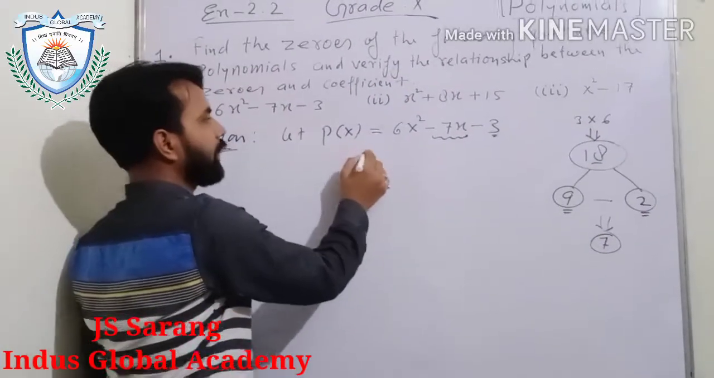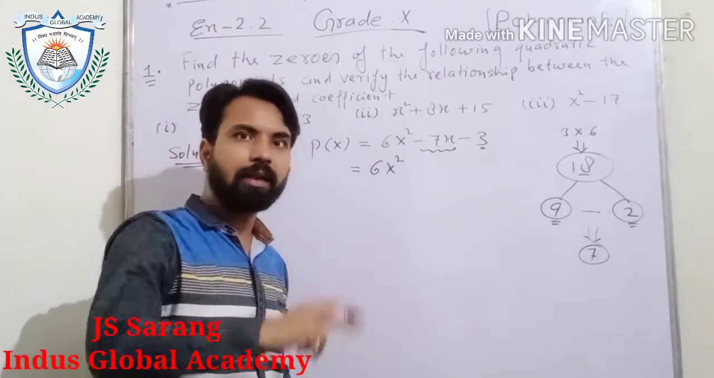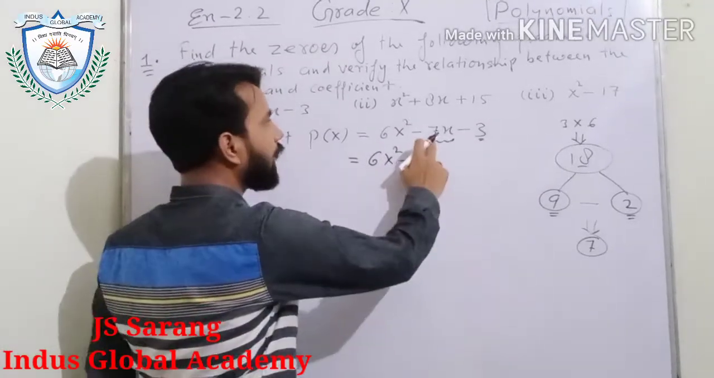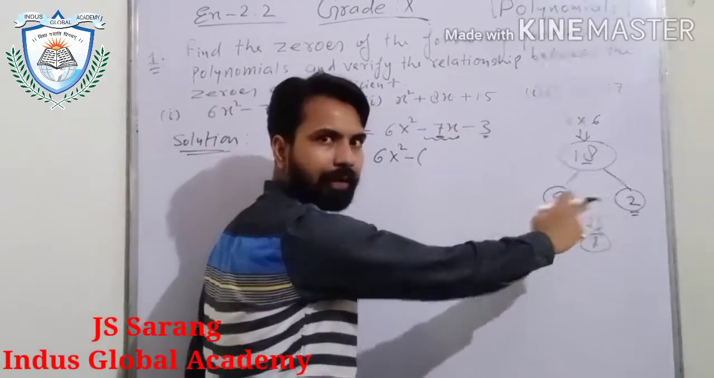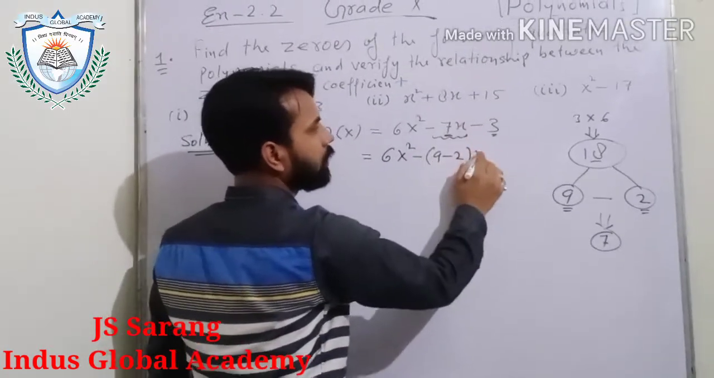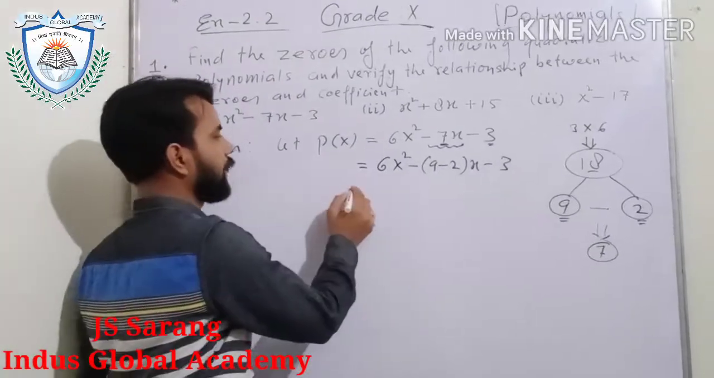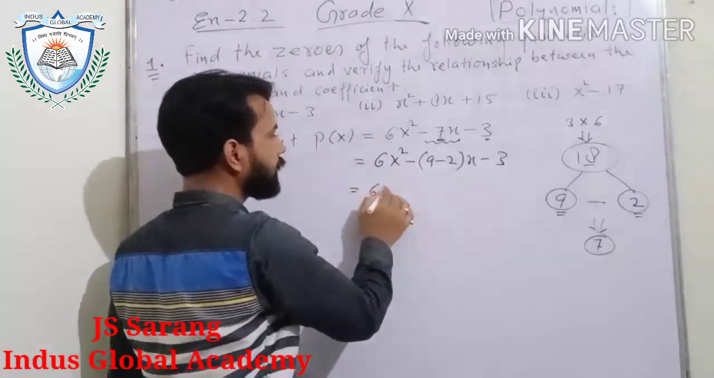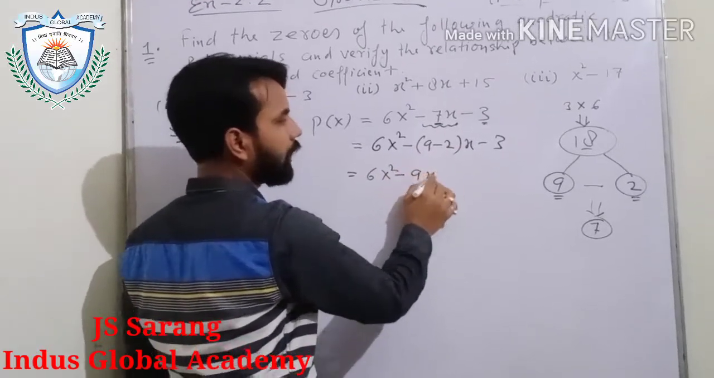So in the next step, the first term will remain the same, 6x square. The name of the method is splitting the middle term. We will split the middle term. Minus sign will be here. Now this 7, in place of 7, we can write 9 minus 2. So 9 minus 2 into x, minus 3. Got it? Now, in the third step, we will multiply x inside the bracket. So this 6x square minus 9 into x, so it will be minus 9x.